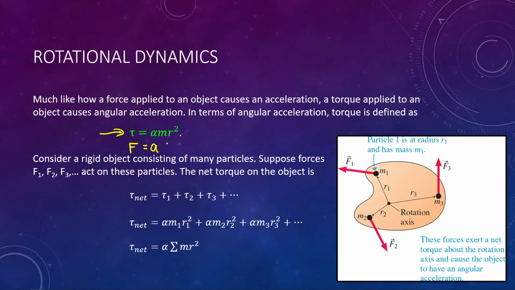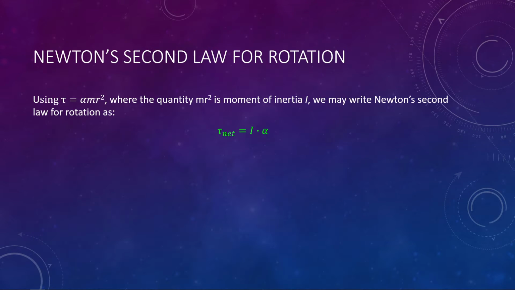Right? And here we have this mr squared term, which is the rotational equivalent of mass. So we actually have built our F equals ma equation. If you look at what we have, torque, again, which is our rotational equivalent of force, equals moment of inertia, our rotational equivalent of mass, times the angular acceleration, which is the rotational equivalent of regular acceleration. So the rotational equivalent of Newton's second law is torque equals I alpha instead of F equals ma. Very, very important for going forward.